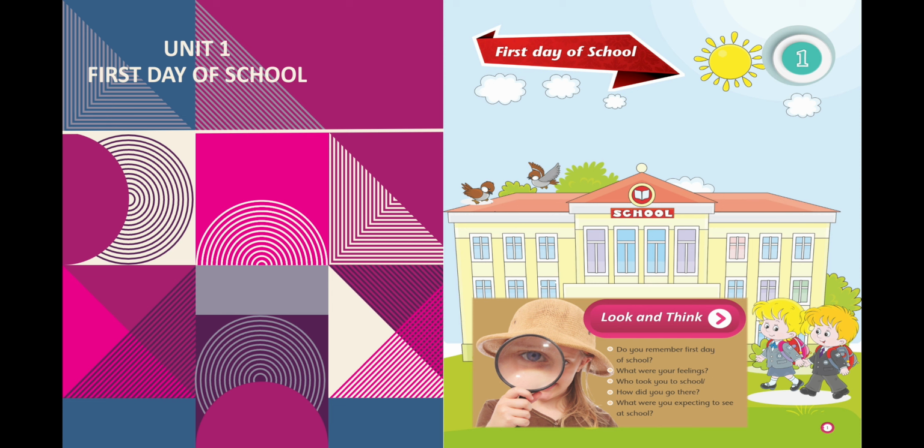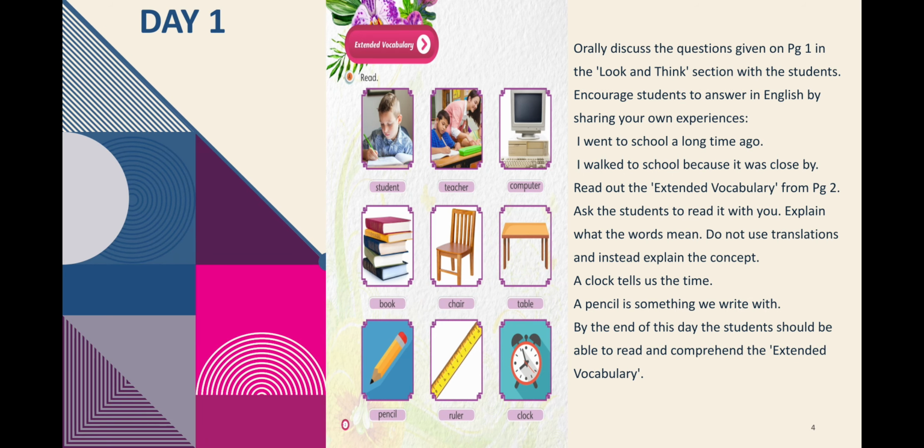So, how will you do this Look and Think activity? Orally discuss the questions given on page 1 of the Look and Think section with the students. Encourage the students to answer in English by sharing your own experiences. So say, I went to school a long time ago. I walked to school because it was close by. Things like that. Share your experience.